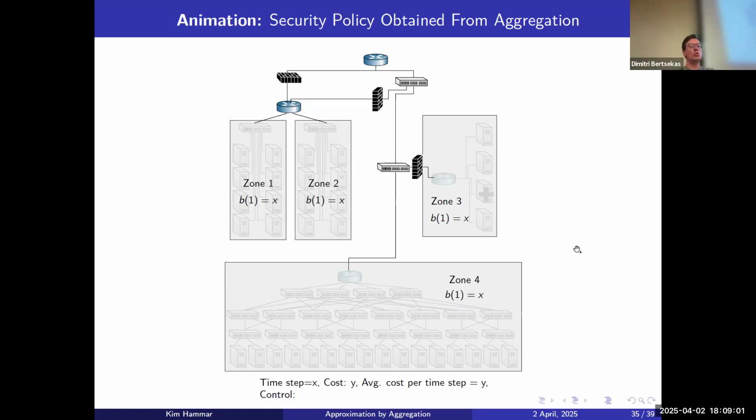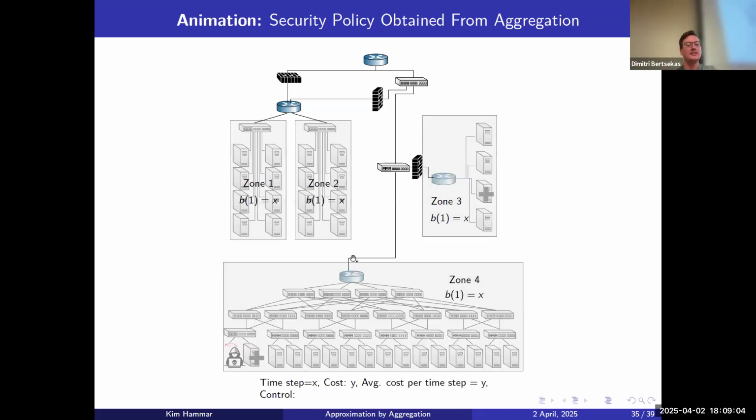To animate the controls and the attacks, I will use this symbol here to indicate an attack. And I will use this cross here, the aid cross, to indicate a recovery of a server. So whenever you see these blinking crosses, it means that we're doing recovery. But you will also be able to read it at the bottom.